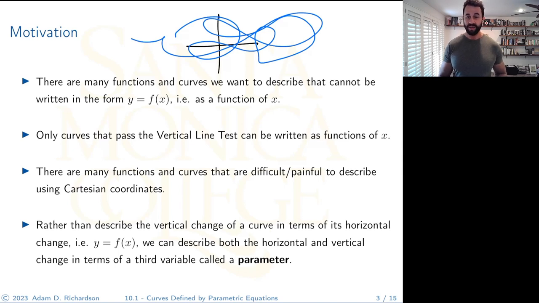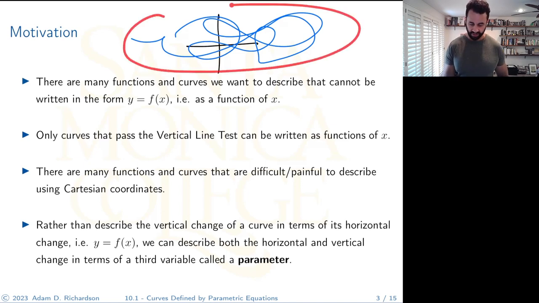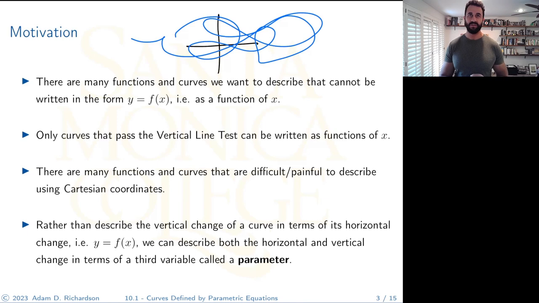and that's not really that practical. Remember that only curves that pass the vertical line test can be written as functions of x. So for example, this curve up here, you can't write it as a single function of x. What you could do is decompose it into a whole bunch of single functions of x, but again, very tedious. There's also many curves that are difficult or painful to describe using Cartesian coordinates. A lot of times you don't want to have to write something in terms of x's and y's because the structure of it doesn't quite lend itself to x's and y's. You'll see what I mean in just a few minutes.